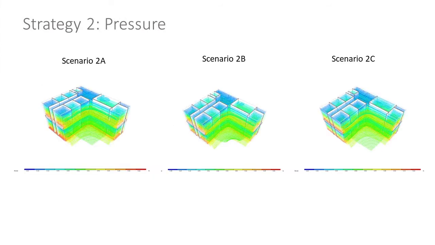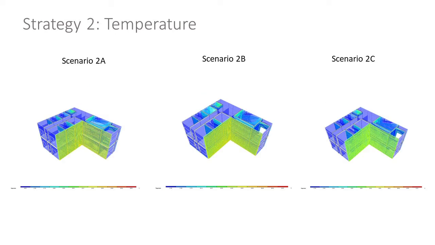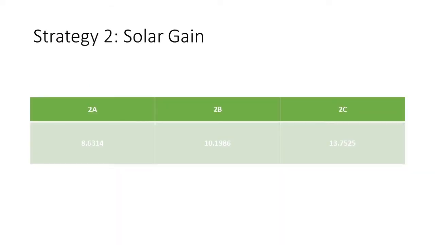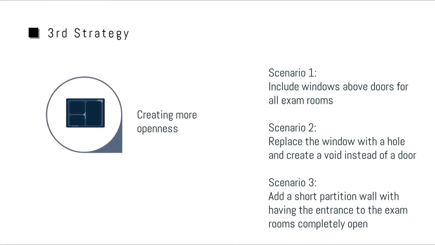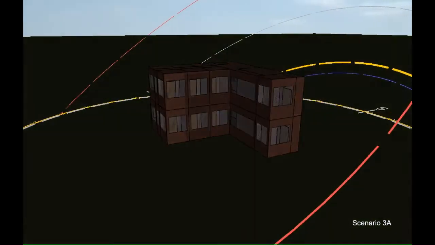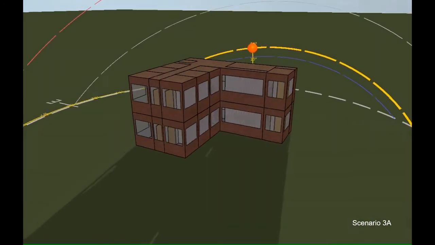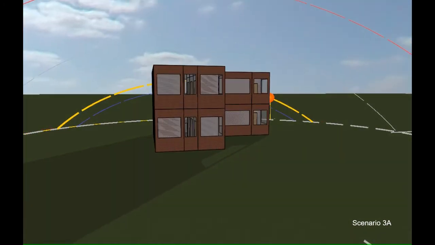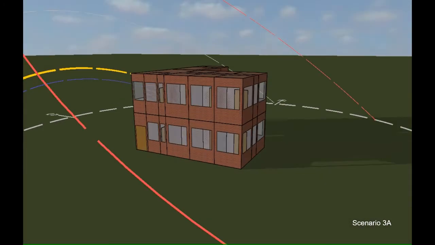Looking at the solar gain results, it was noticed that with the increase of the size of the windows, the total solar gain increased. Coming to the third strategy, and in order to further enhance the effect of cross ventilation, we looked into adding windows on the top of the doors of the exam rooms, since 4 of the 6 had only one window placed, and we wanted to analyze if this would have an effect for scenario 2.